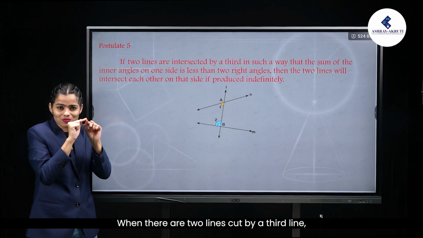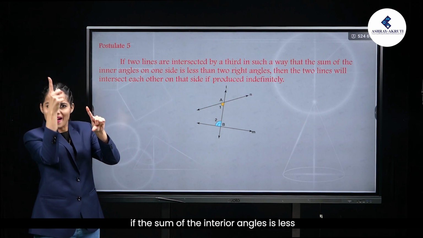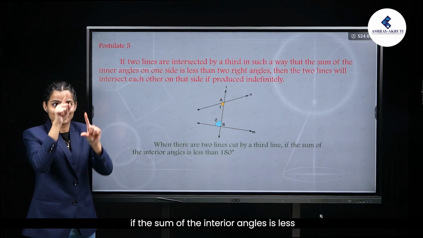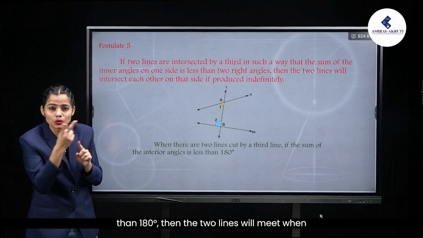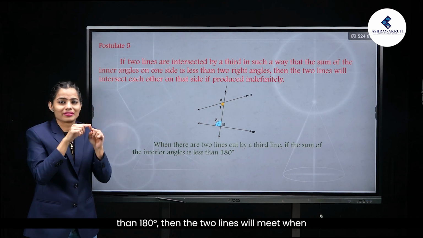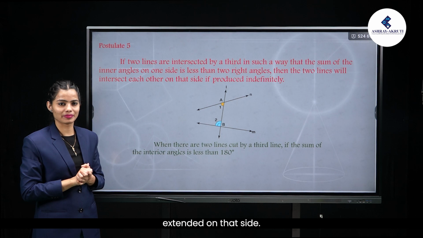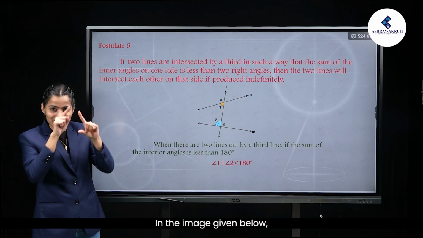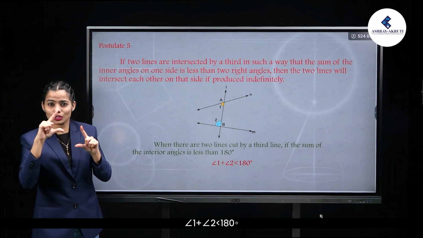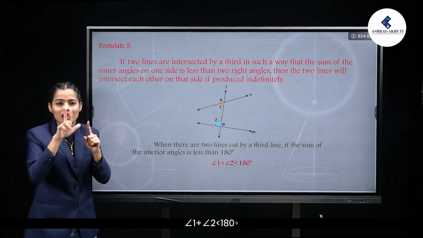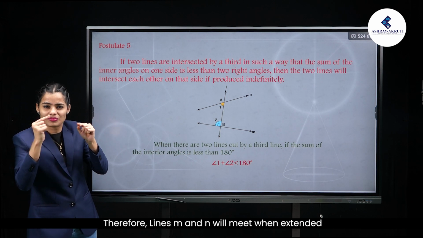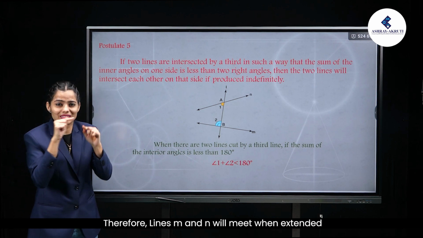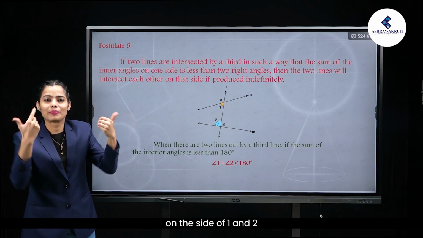When there are two lines cut by a third line, if the sum of the interior angles is less than 180 degrees, then the two lines will meet when extended on that side. In the image given below, angle 1 plus angle 2 is less than 180 degrees. Therefore, lines M and N will meet when extended on the side of angles 1 and 2.